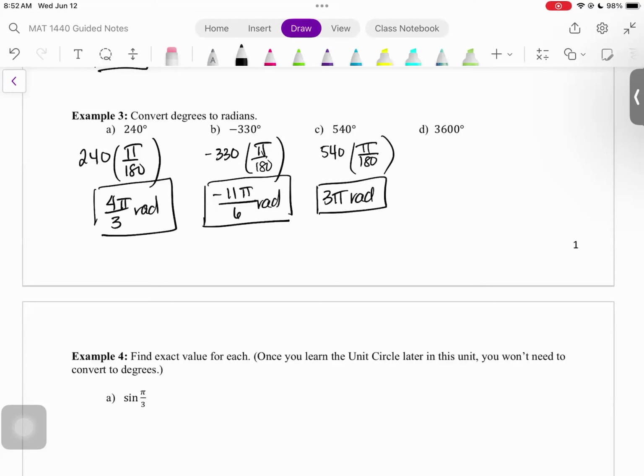And same with example D, this 3,600 degrees. This is going to be much larger than 2 pi. 3,600 divided by 180 is 20. So this is 20 pi radians.